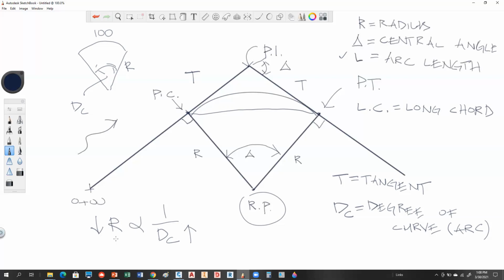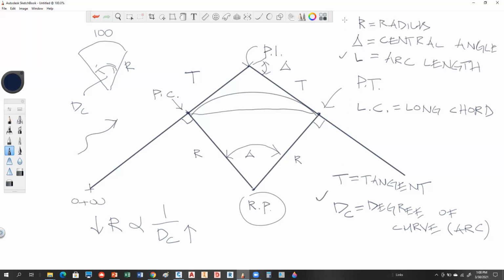Does anybody remember what I said the degree of curve was for that over half-mile radius? It was 2 degrees, right? So that's a pretty small number. But if your radius was 50 feet, your degree of curve would be quite a bit bigger, okay? So highway guys like to use this.